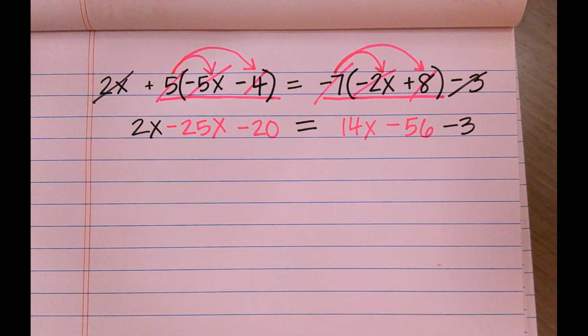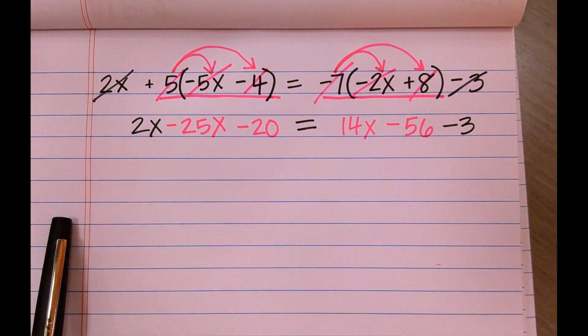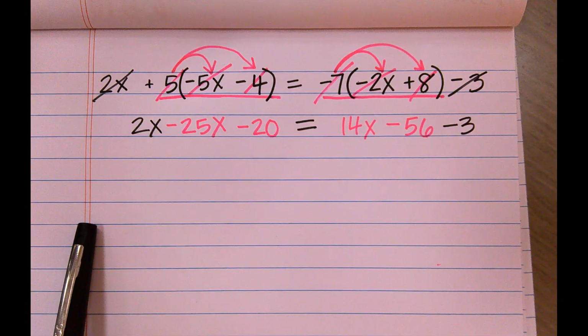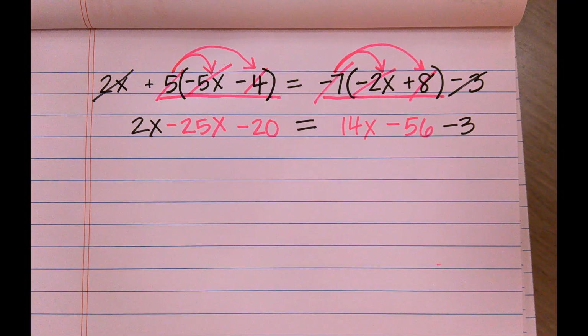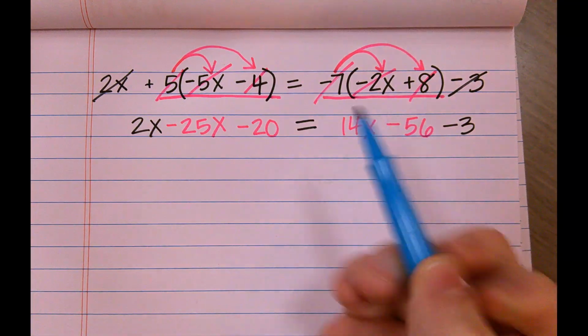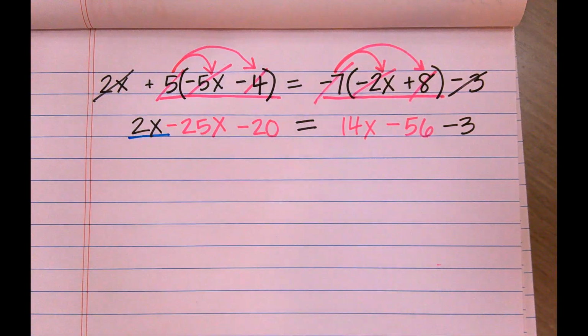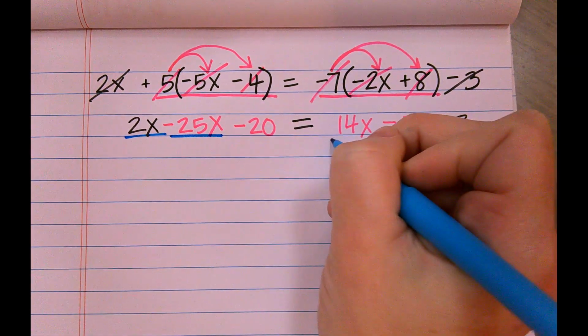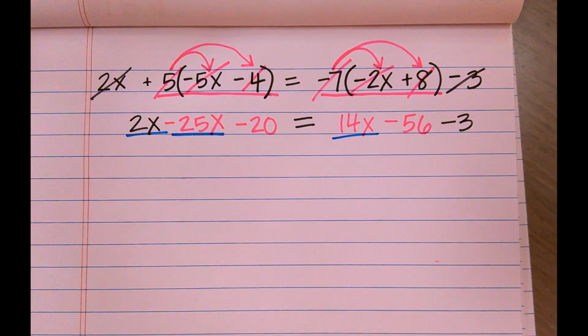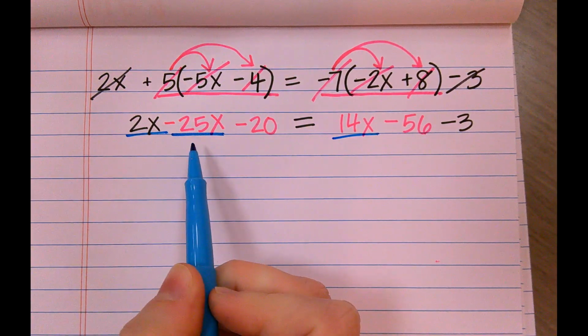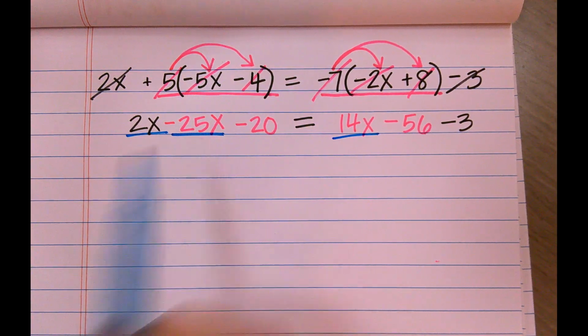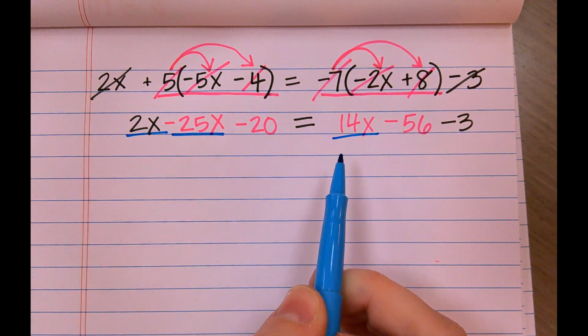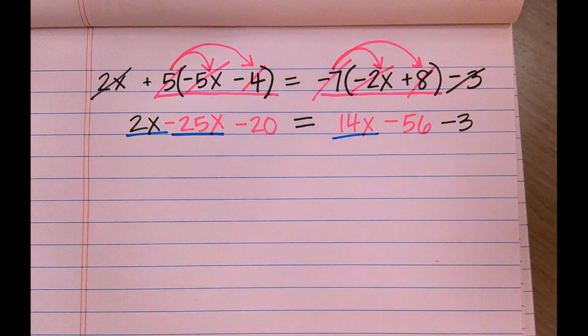Well, you can combine like terms. Okay, so we have some like terms. Let's see what all like terms we have. You got 3. And I'm going to underline them or circle them. What do I have? 2x, negative 25x, and 14x. 2x and negative 25x are on the same side. 14x is on a different side.